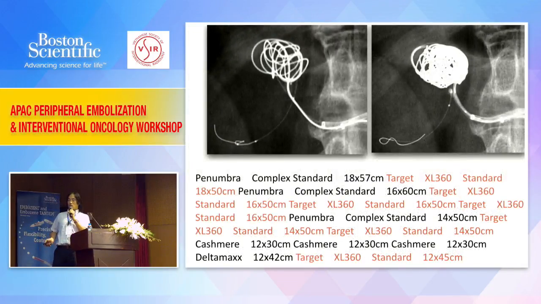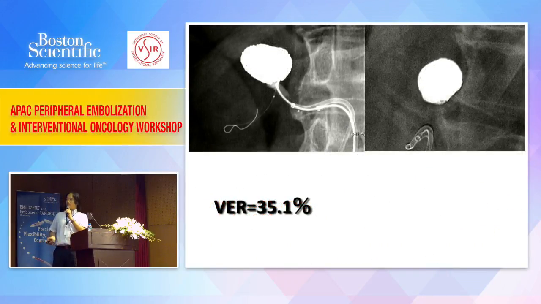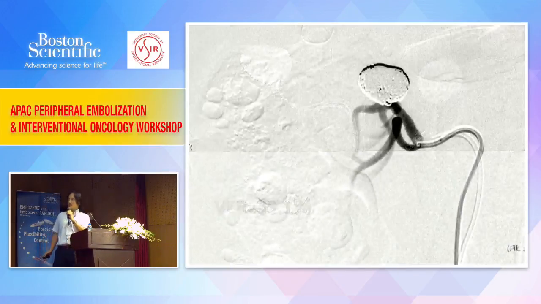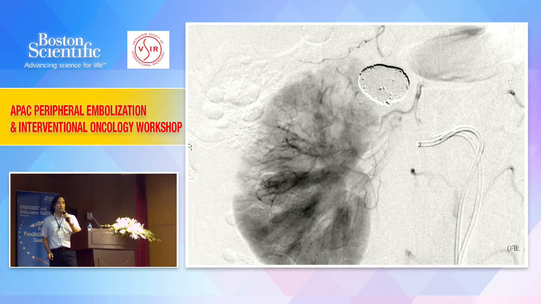Then we put in many coils. The volume embolization ratio is 35%. It's enough. It's the final result. The aneurysm is completely embolized using many coils.